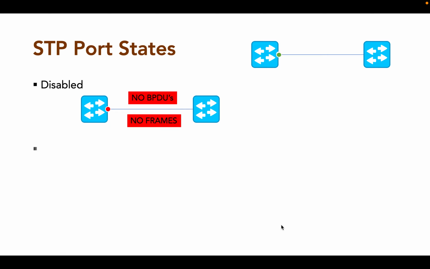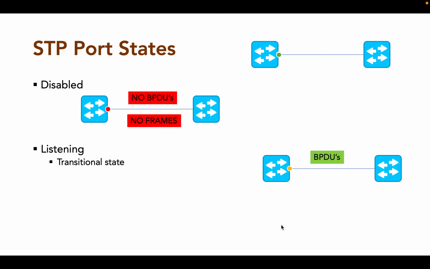Then we have another state, that is the listening state. This is a transitional state. In listening state, spanning tree calculation starts. The port can send and receive BPDUs, but does not forward any user traffic. And by default, the port spends 15 seconds in this state.